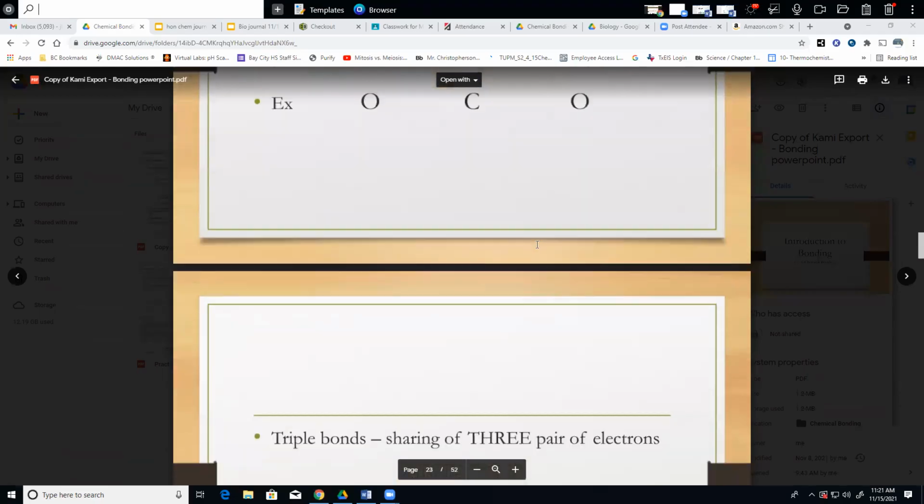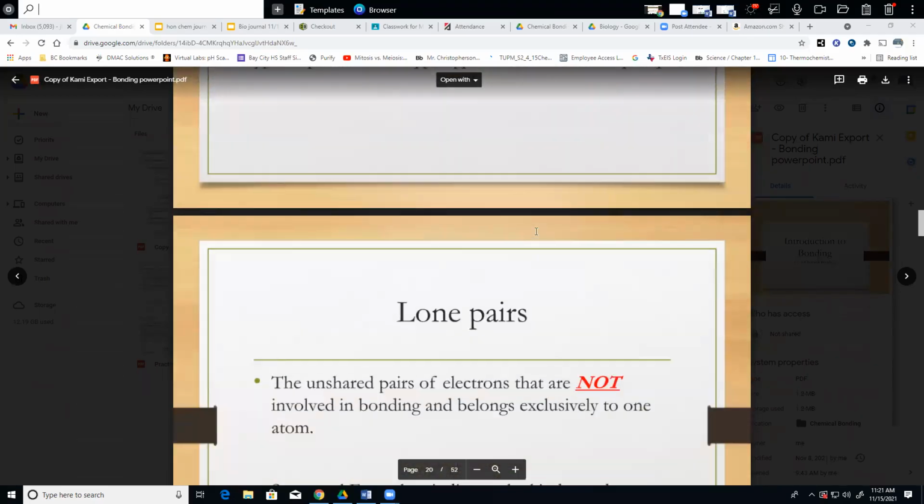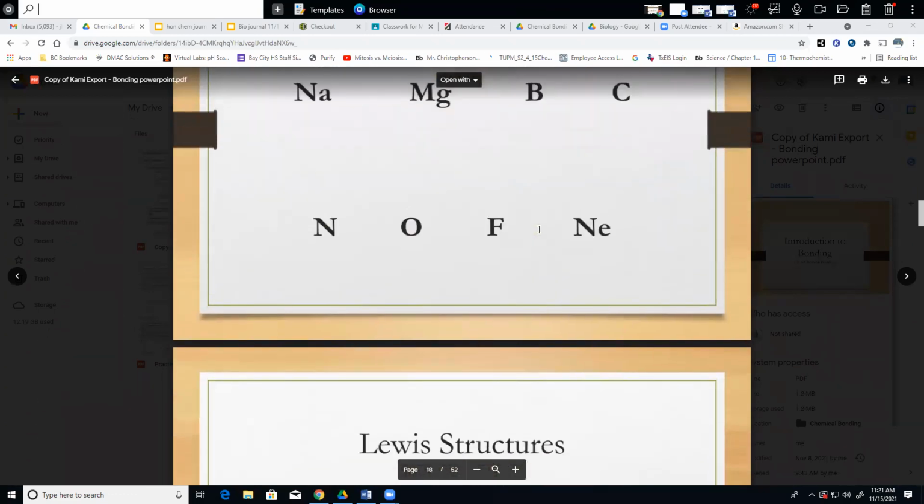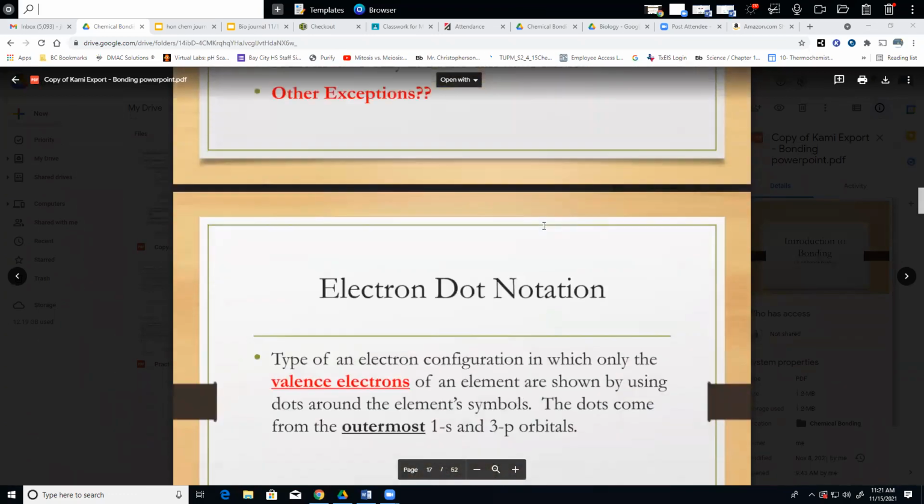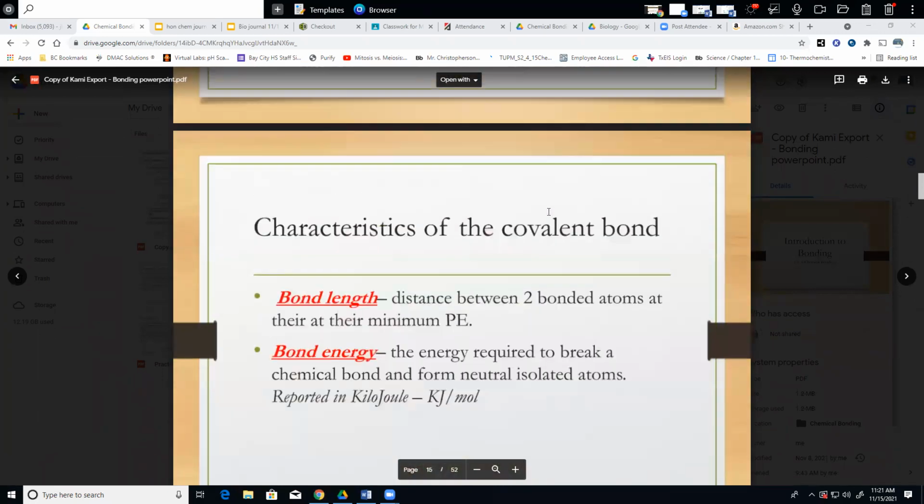Alrighty, if you will get your notes out that we've been working on. I know what you picked up, it looks like notes, and it can be, but it's also your practice.